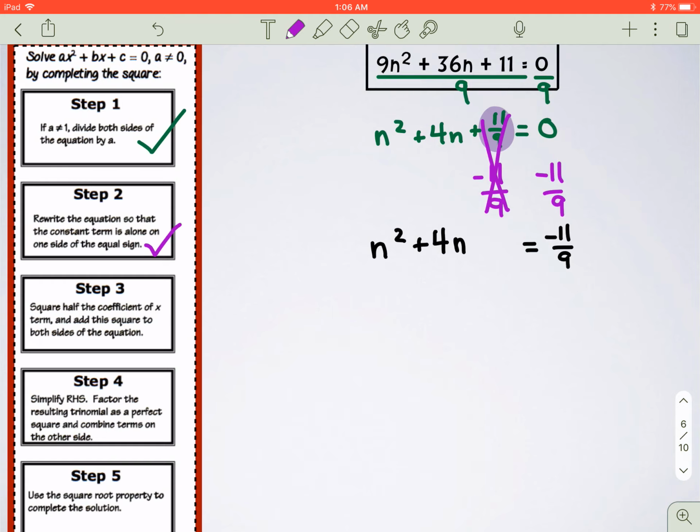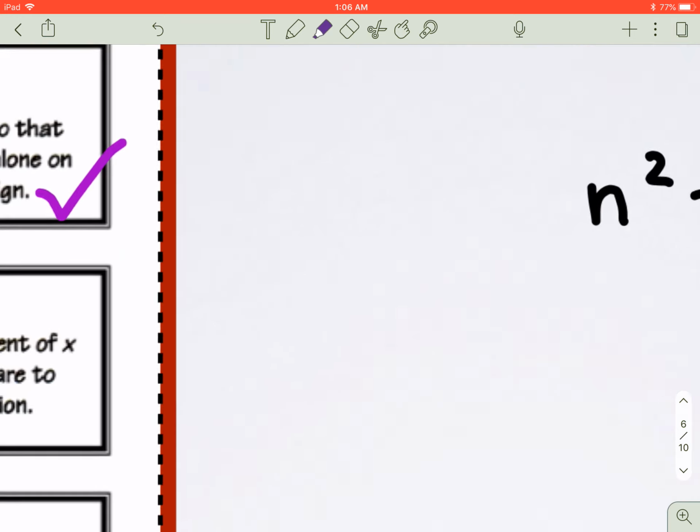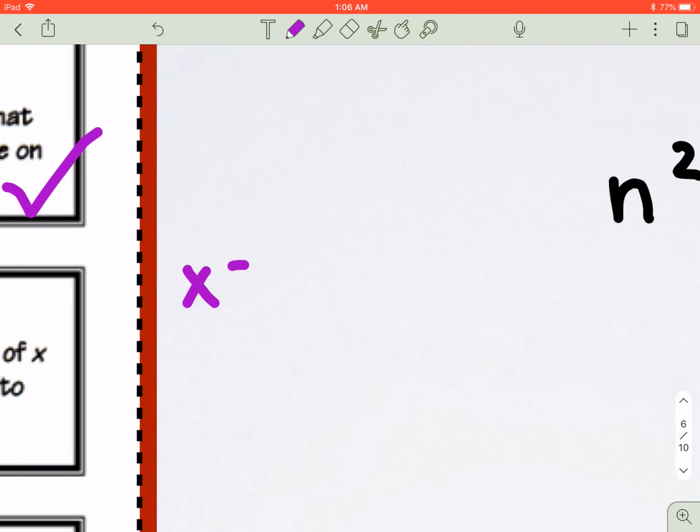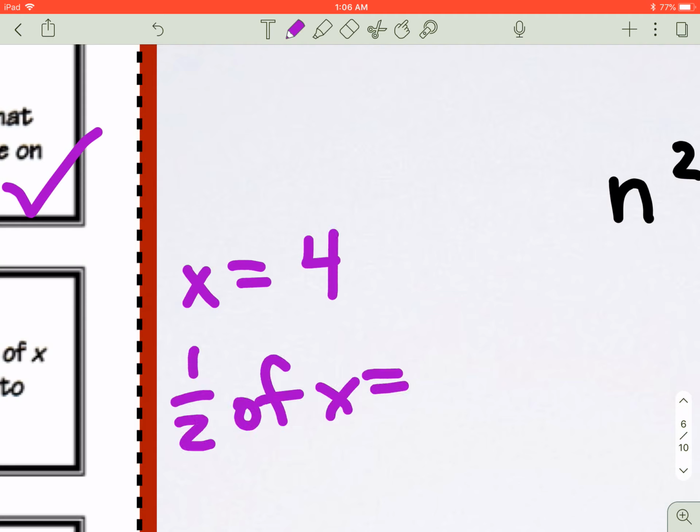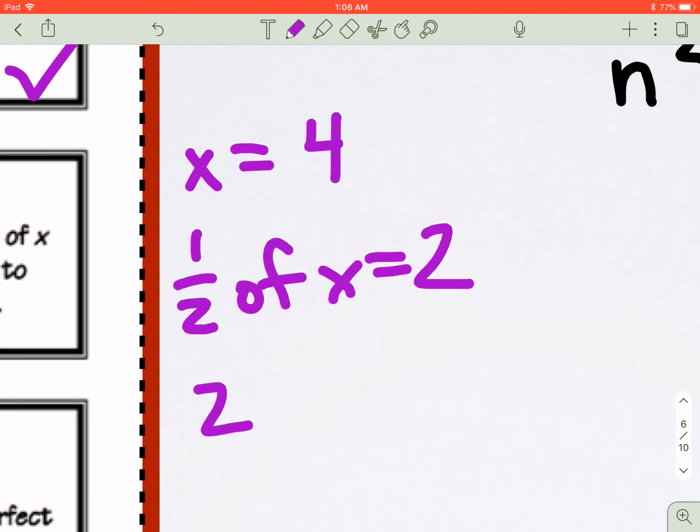Step 3 says square half of the coefficient of the x term. So my x term is this middle term right there. I know it has an n on it, it just means that middle term. Do not use the term that has x or n to the second power, just x or n to the first power. So if my x term equals 4, 1/2 of my x term would equal 2, and 2 squared would actually give me 4. It actually works back out to be that way.